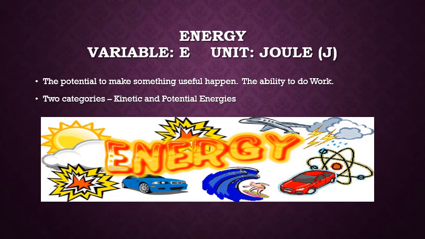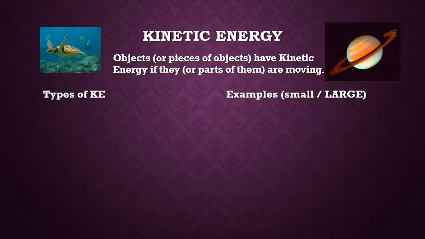You probably remember from previous science classes that there are two main categories of types of energy, kinetic and potential. And we are going to go into many different types of kinetic and potential energies in this class. So hopefully you'll understand both of those categories more in depth by the end of this. So let's take a look at kinetic energy first.